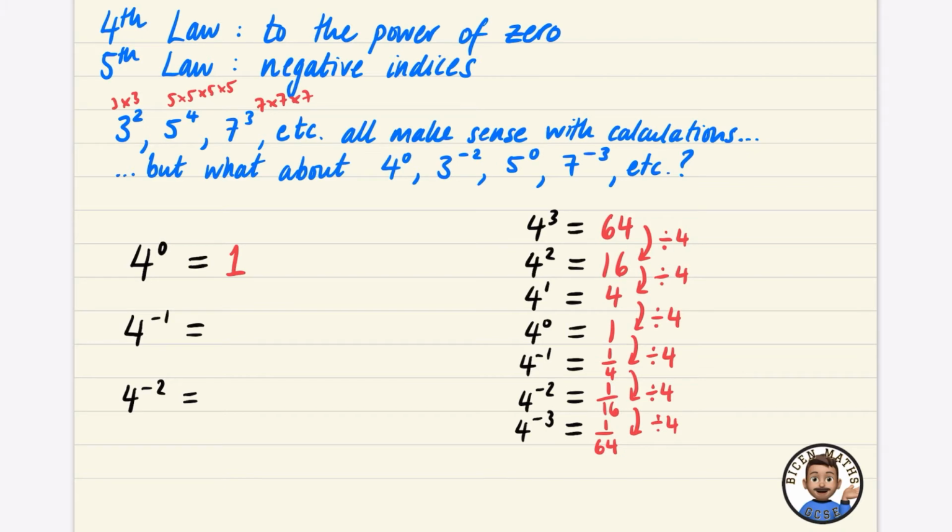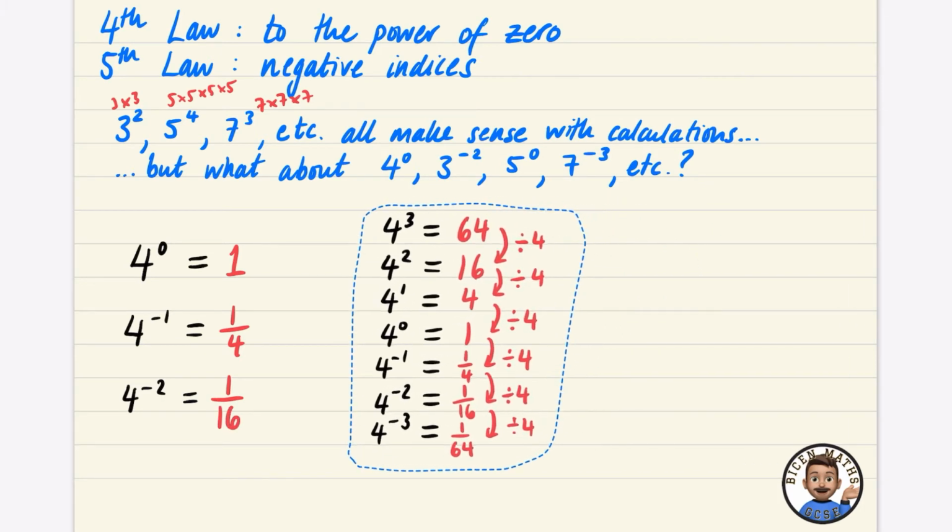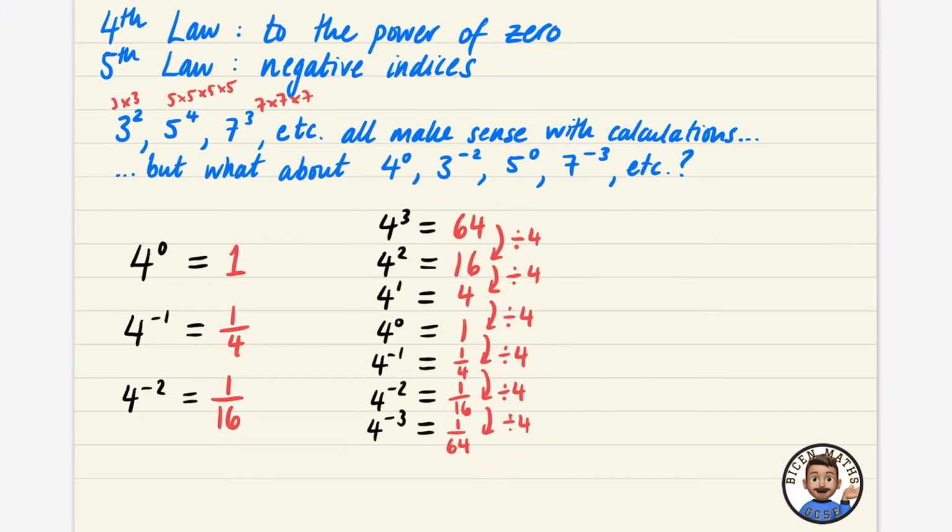So using this table, this sort of thing that I've got here, I can answer this question. 4 to the power of minus 1 is a quarter. And 4 to the power of minus 2 is 1 over 16. Let's just pull this across so that we've got a bit more space to do some other things. So there's some other ways we could have written this. This one, 16, is 4 squared.